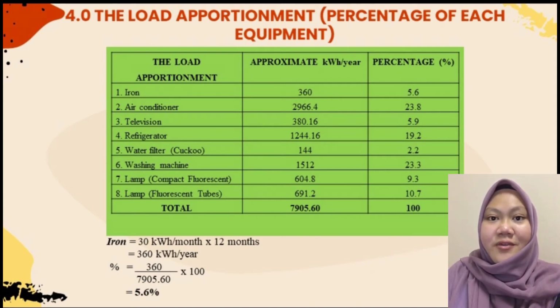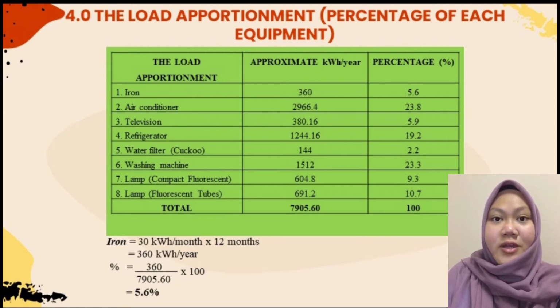Here is the load apportionment percentage of each equipment. For example, for iron, we have 30 kilowatt hour per month. Then I need to times it by 12 months, so I get 360 kilowatt hour per year for iron. For the percentage, also using iron as an example, the approximate kilowatt hour per year needs to be divided by the total approximate kilowatt hour per year and times 100.